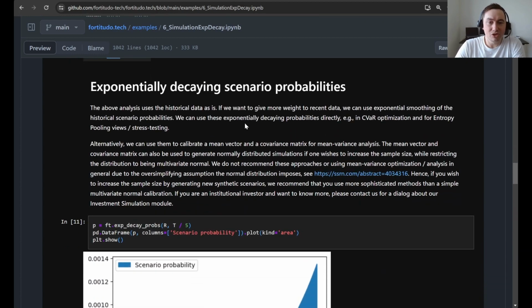Okay, so now we get to where we actually use this exponential decay functionality, and there are two functions.